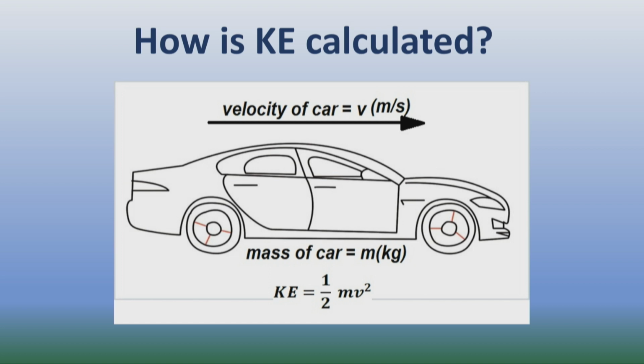The kinetic energy of a body of mass m moving with the speed v or velocity v is given by half mv squared. In SI units, mass is taken in kilograms and speed in meters per second. The SI unit of kinetic energy is joule, abbreviated as capital letter J.